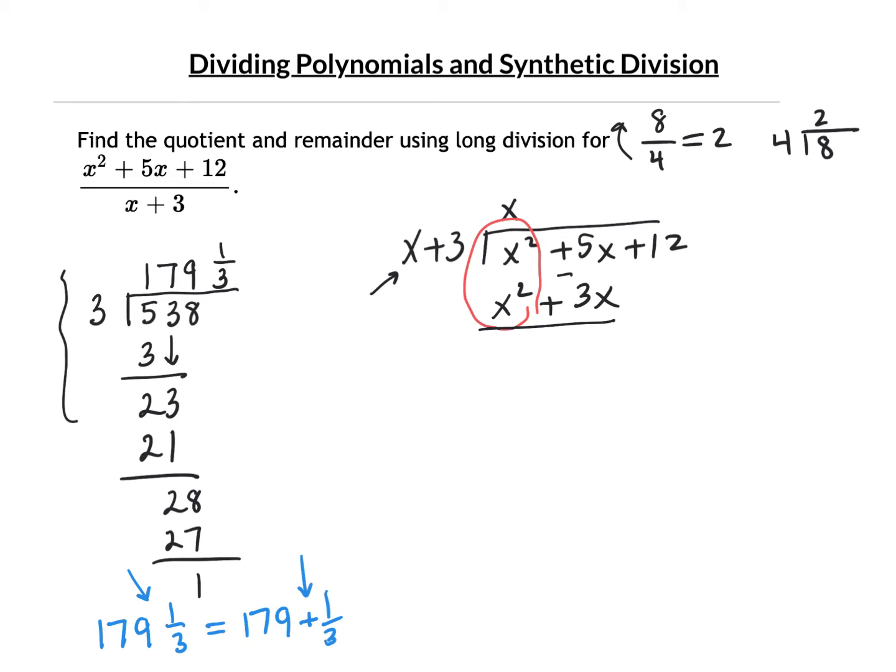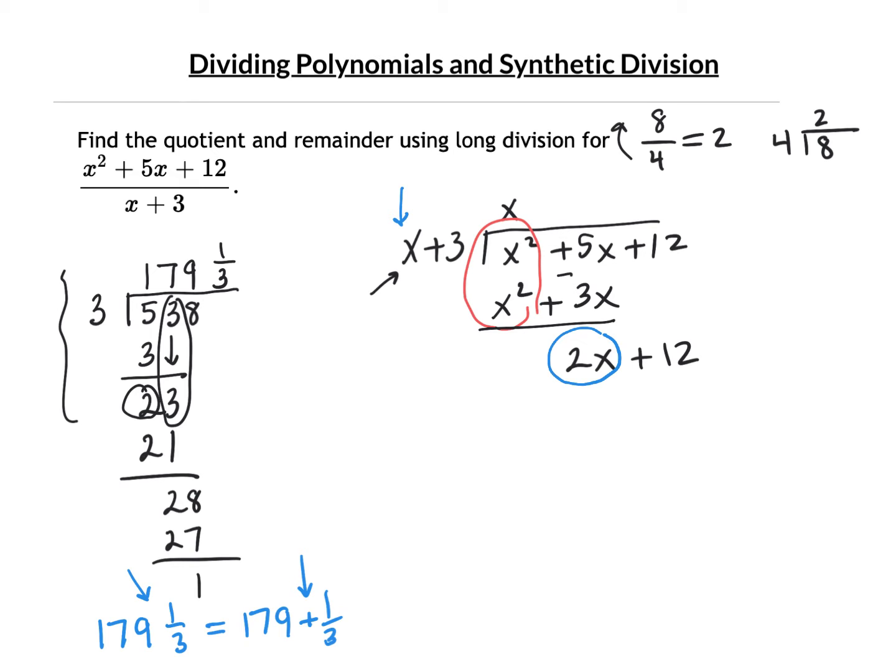So just like we did with the division problem, when we took 5 minus 3 to get the 2, we take and subtract everywhere. X squared minus x squared is 0. 5x minus 3x is 2x. And then just like we did here with the 3's, we bring down that plus 12. Now what we're focusing on is the 2x. We're taking the x into the 2x, just like we took 3 into 28 when we did long division to get 9. X times something is 2x.